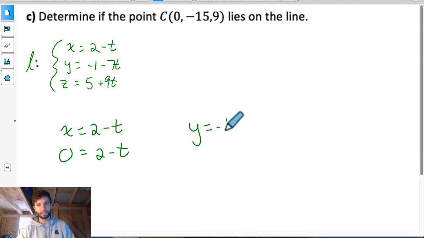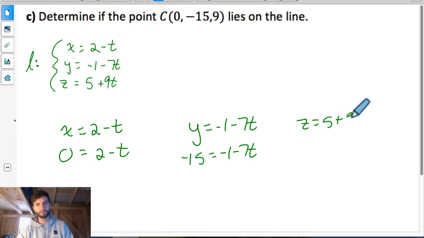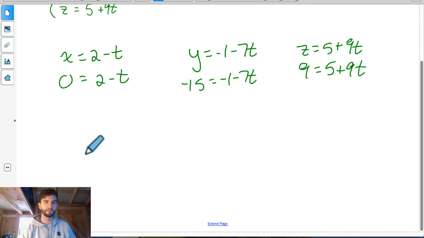Y was equal to negative 1 minus 7t. So negative 15 equals negative 1 minus 7t. And z equals 5 plus 9t. And the z coordinate is 9. And we'll solve all three of these equations, and we'll see what we get.